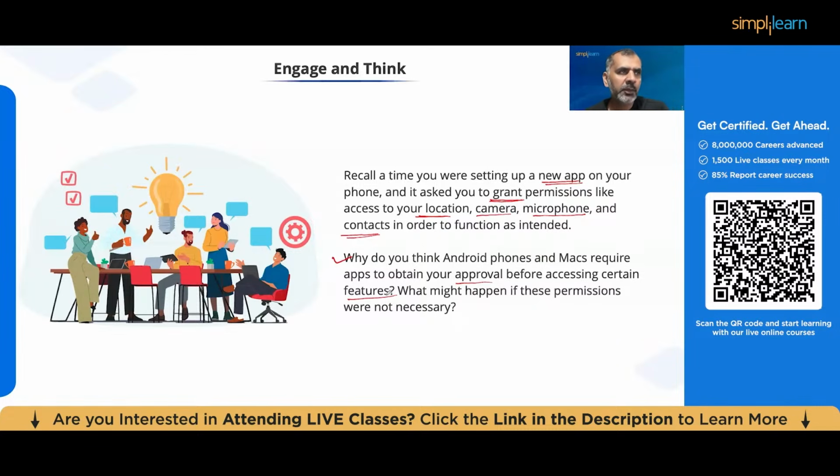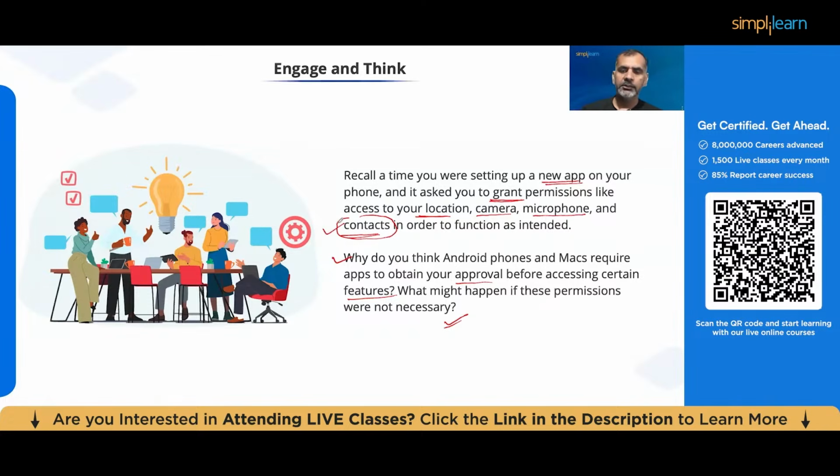What might happen if these permissions were not necessary, guys? What do you think? What can be the consequences if we do not put these kinds of restrictions, or if we do not make users aware about the access of these different features and services of your phone, guys? So let's suppose there is an application and it is not asking your permission, but it is still using your contact folder where there is a long list of your personal data that can be exposed.